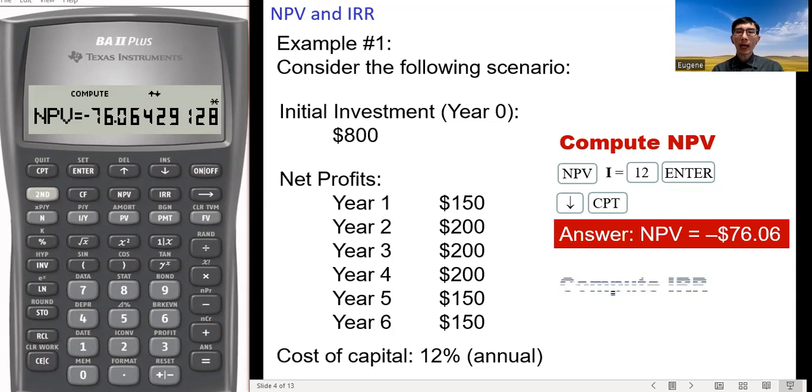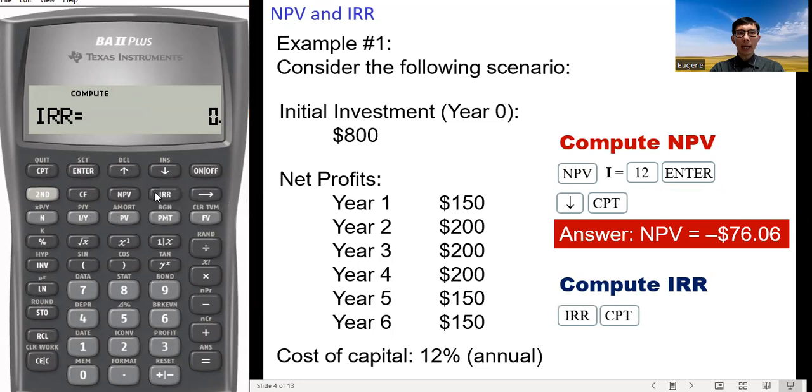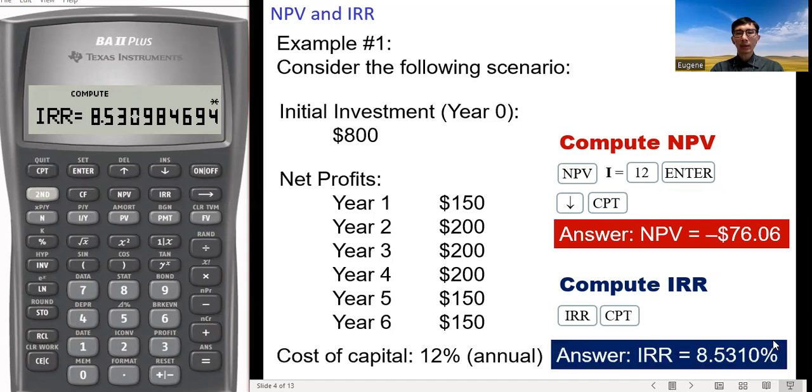Next, we can get the IRR. To compute the IRR, we simply press the IRR button and then compute, CPT. And then we get the IRR. The IRR is 8.5310%.